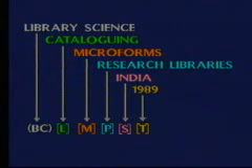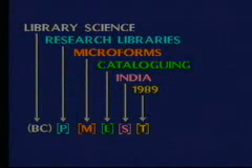So, the arrangement would be like this. Library science is the basic class. Research library is the personality facet. Microforms is the matter facet. Cataloging is the energy facet. India is the space facet, and 1989 is the time facet.